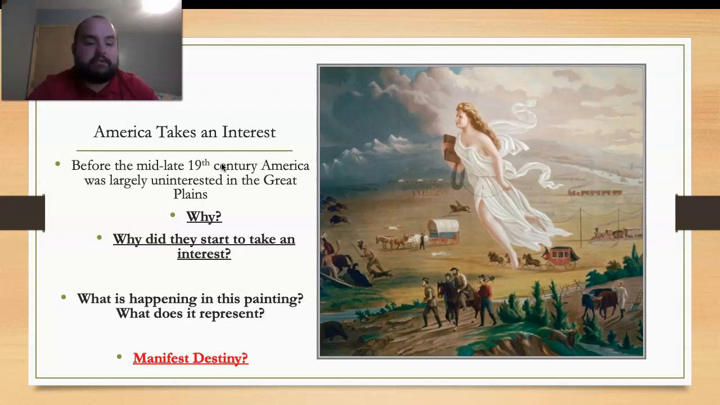Before the 19th century, we didn't really care about the Great Plains. Why do you think we didn't care so much about the Great Plains? Well, some of you may be from the Great Plains or have lived in the Great Plains at some point. No offense to your homeland, but I think most of us can agree that compared to the rest of the country, the Great Plains appear to be very barren.